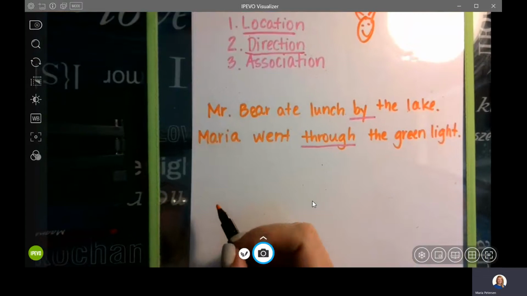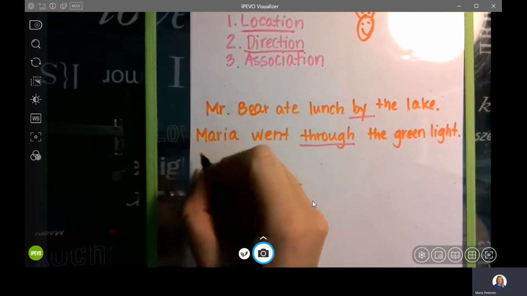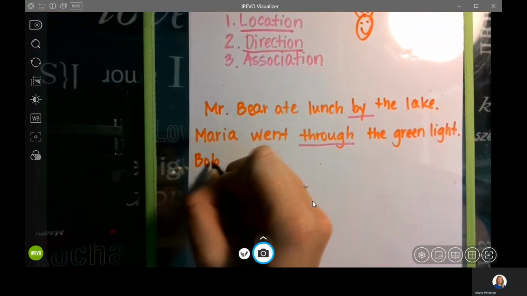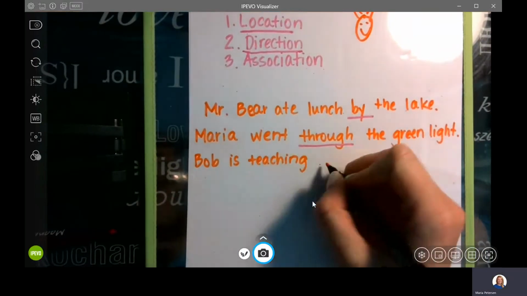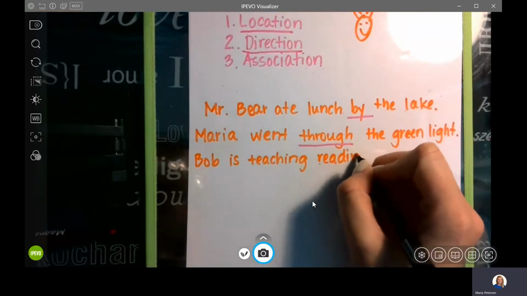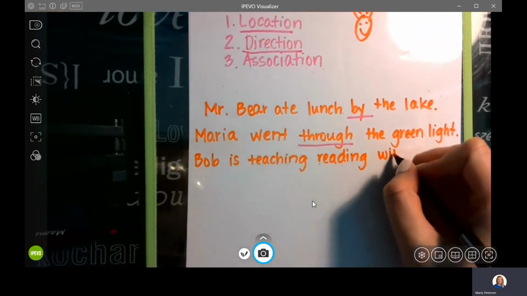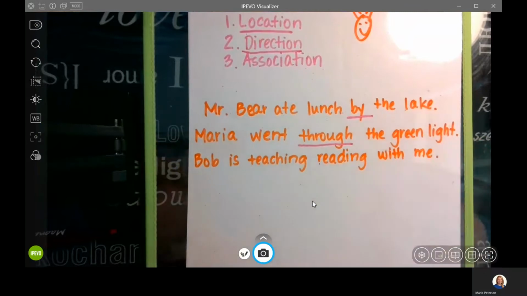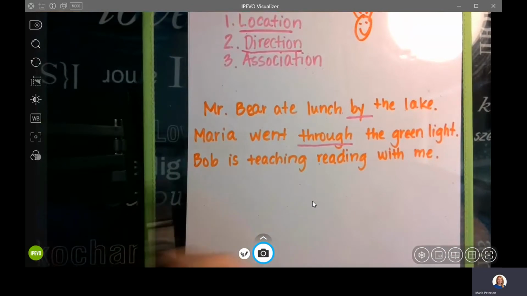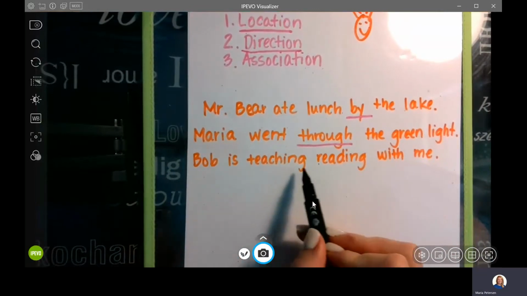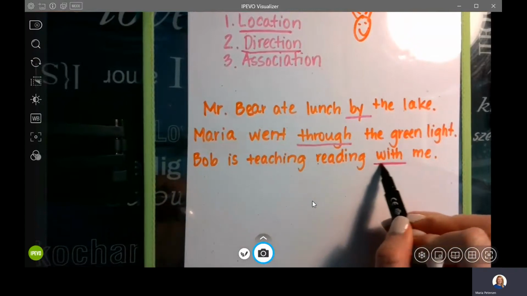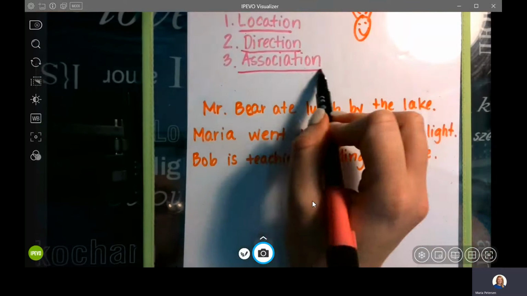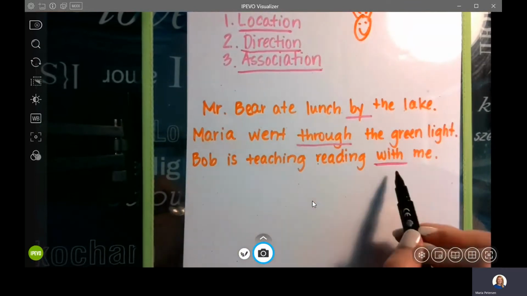Let's do another example. We can say Bob is teaching reading with me. Bob is a person, place, or thing, so that wouldn't be a preposition. Is would not. Teaching is a present tense verb, so is reading. And we know that with shows association because Bob is doing it with me.